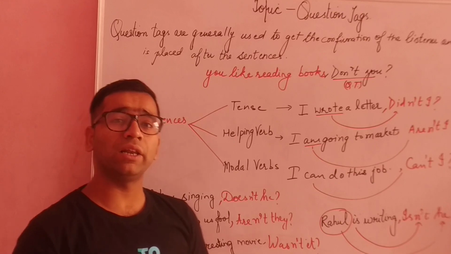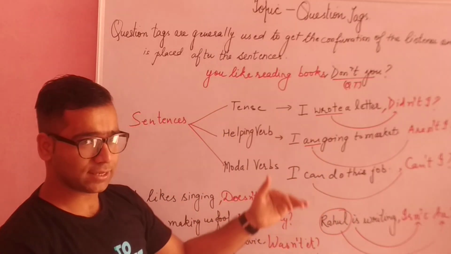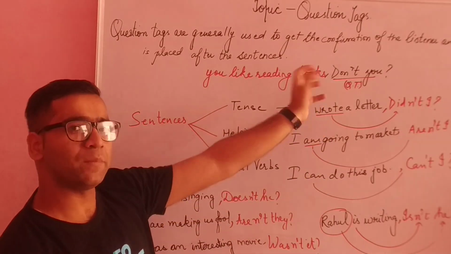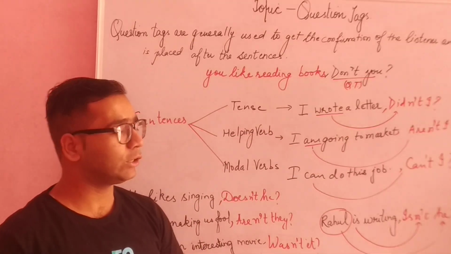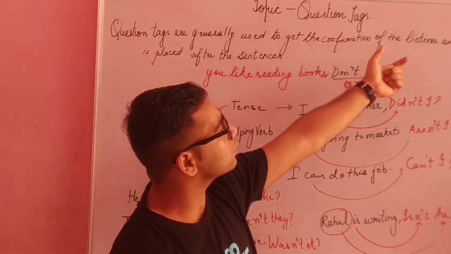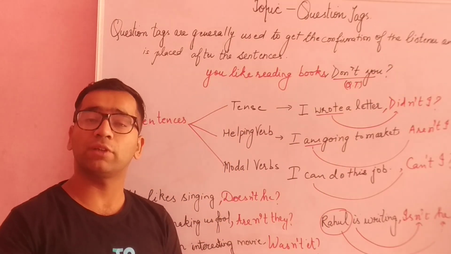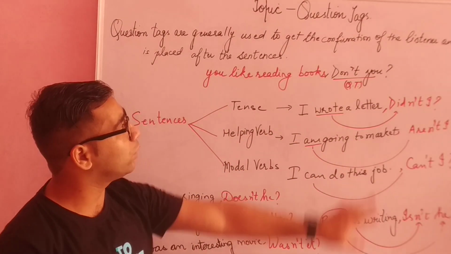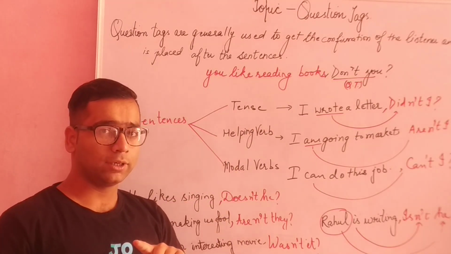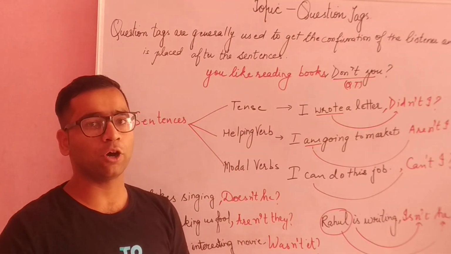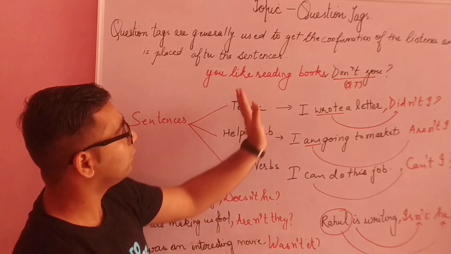In this video we will learn which kinds of question tags there are, how we make them, and what their different uses are. I've already told you that we always use a question tag to take the confirmation of the listener. Like, today I am teaching you question tags. Are you getting my question tag? Aren't you? Will you do this? Will you not? Fine. So these things work here.